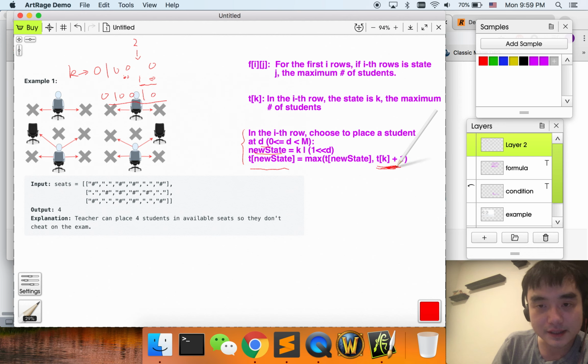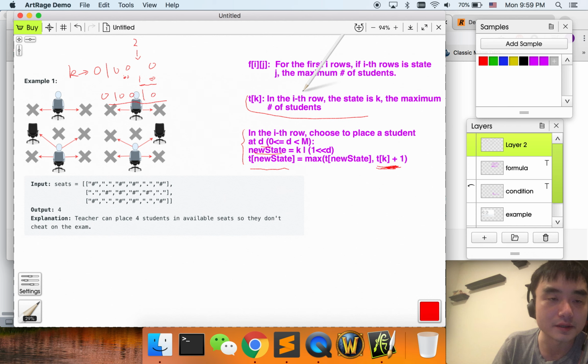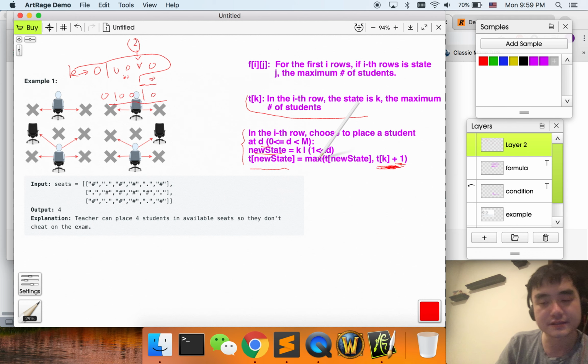So this is the initial state plus 1, right? Because Tk is the maximum number of students we can get from this state. And now we add a new student into the state. So the counter of students is increased by 1, right? So that is the way we get the transition between two states.